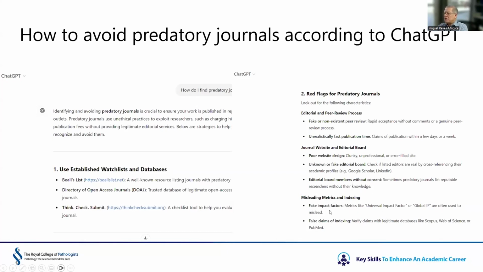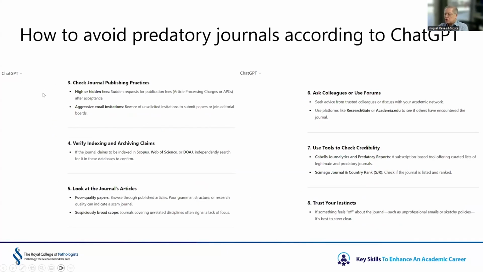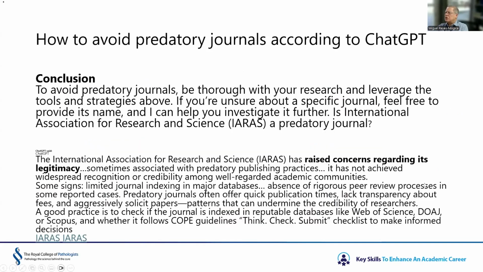So check the metrics and indexing. If there are fake impact factors, it's important to red flag those journals. And when the journals make false claims of indexing, it's another red flag. So check journal publishing practices and verify indexing and archiving claims. All these elements are important to avoid predatory journals. Check what papers have been published in that journal. Ask your colleagues. Your colleagues are frequently the most reliable source to recognize predatory journals, and use these tools to check credibility, as I mentioned. Important is trust your instincts. If you feel uncomfortable with a particular journal, don't use it.